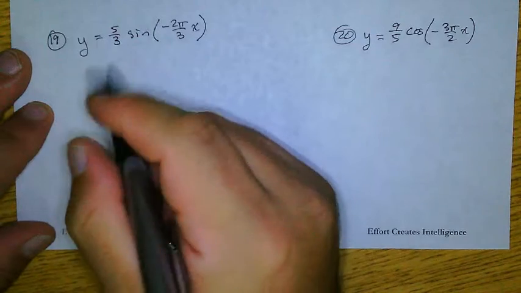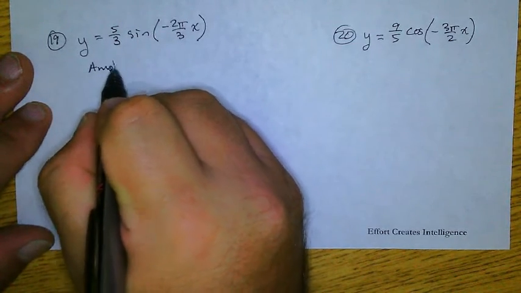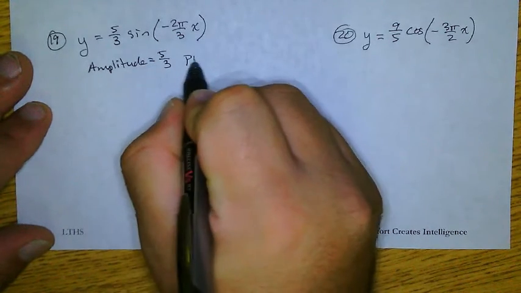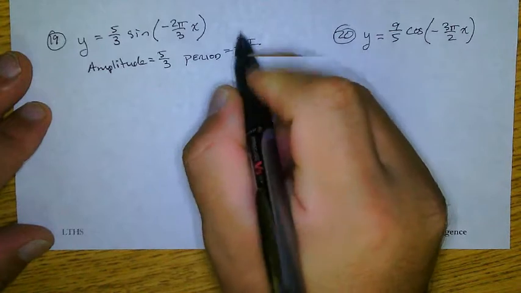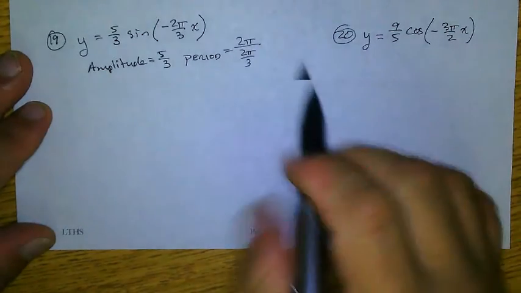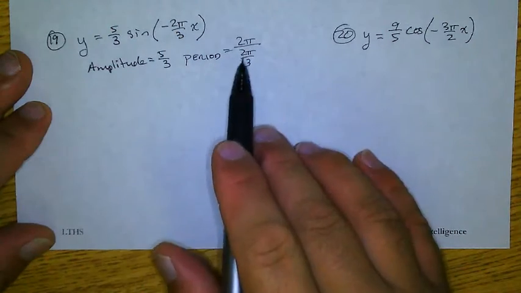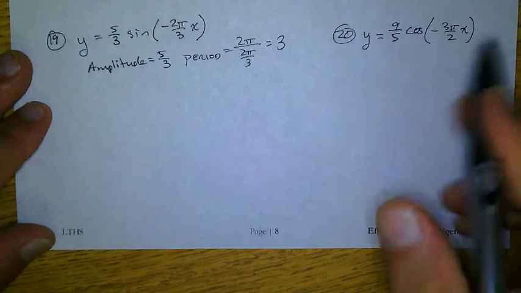Okay. As always, let's identify the period and the amplitude first. So here, our amplitude is 5/3. Our period is 2 pi divided by 2 pi over 3, right? We don't care about the negative here. I'm not going to have a negative period, right? So 2 pi divided by 2 pi over 3 is equal to 3.